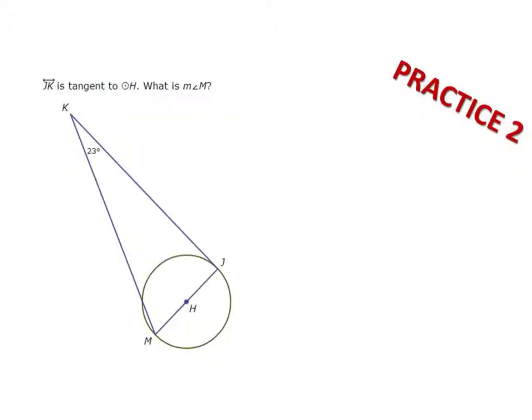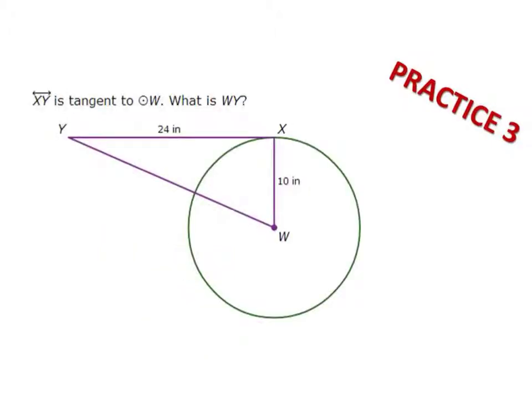Practice 2. Line JK is tangent to circle H. What is the measurement of angle M? Again, look at where the tangent line and the radius intersect to get your right angle. Practice 3. This question wants to know what is the length of WY?